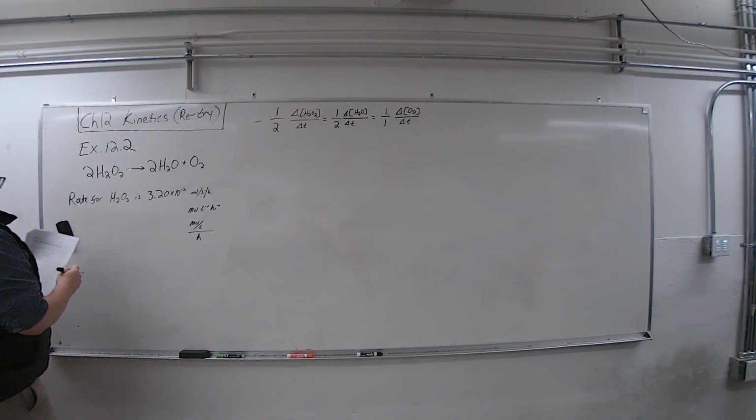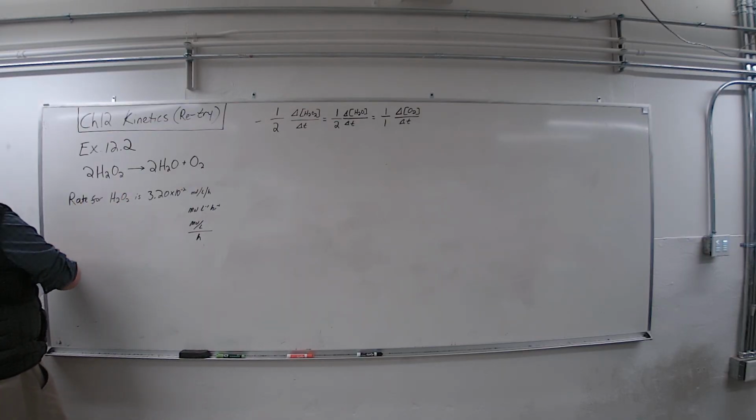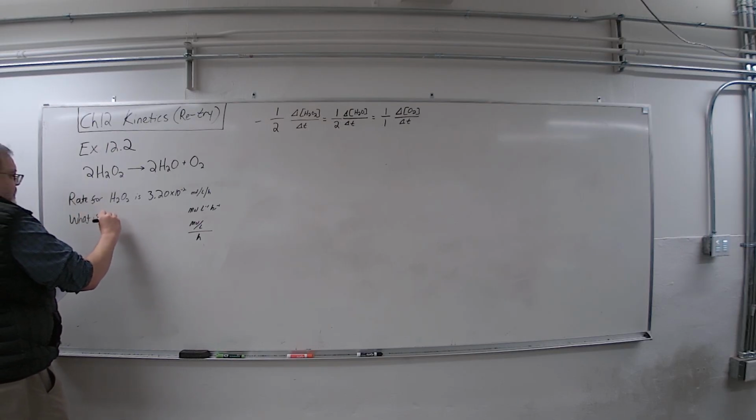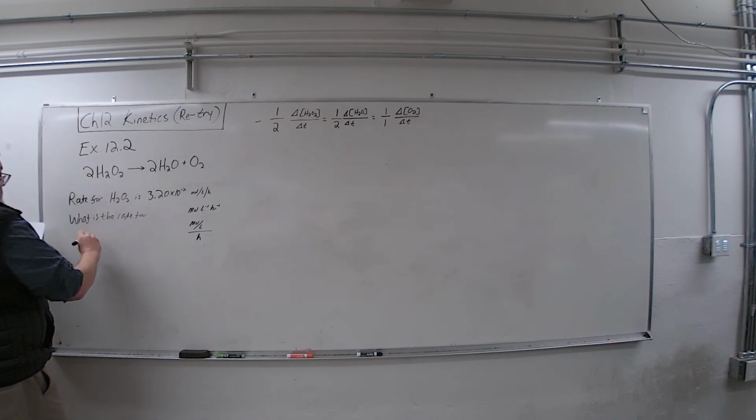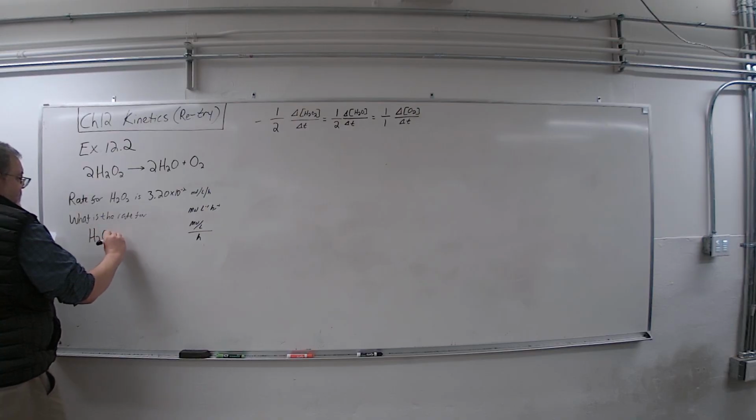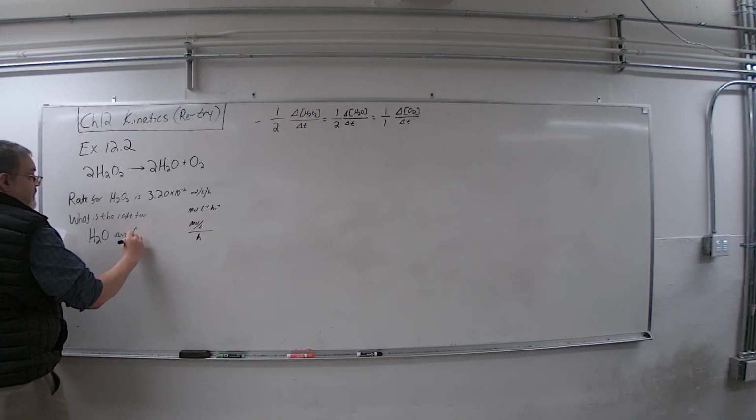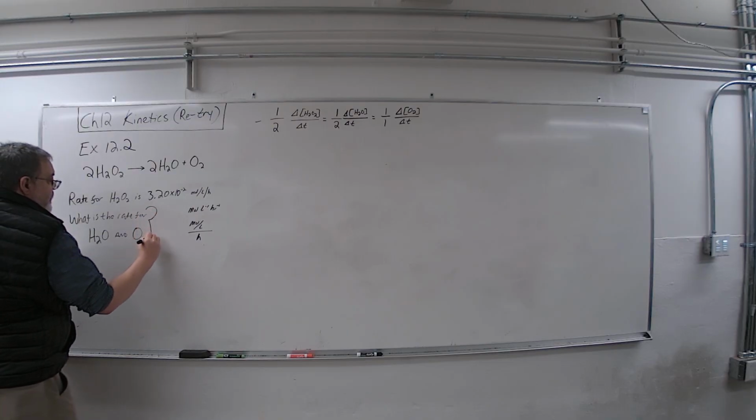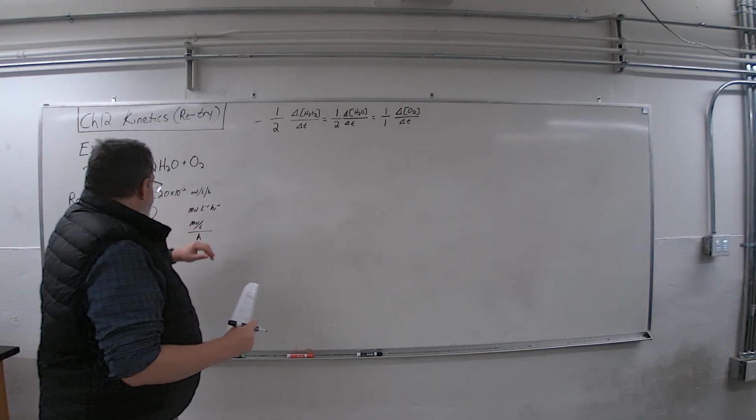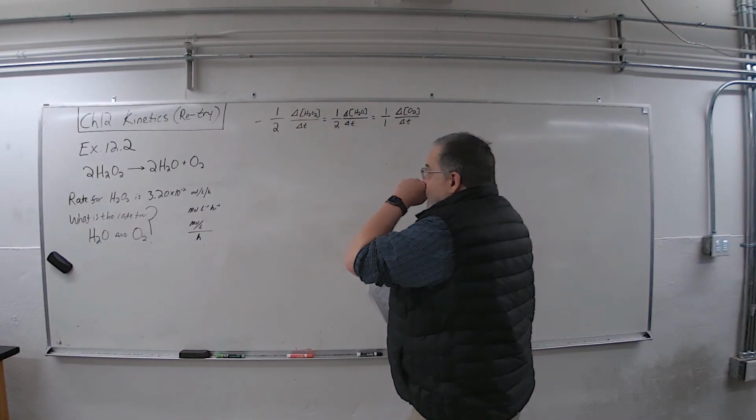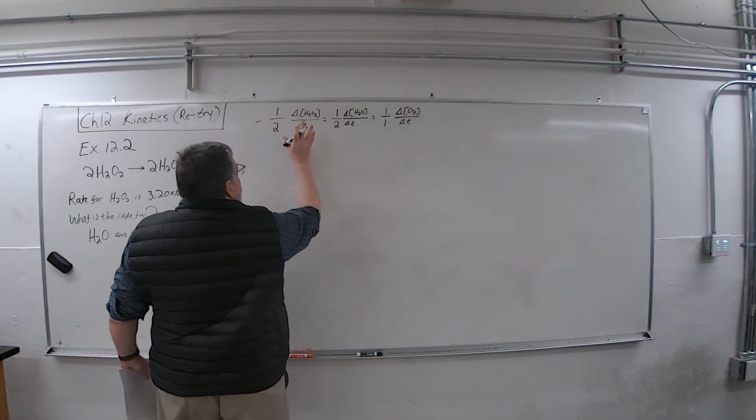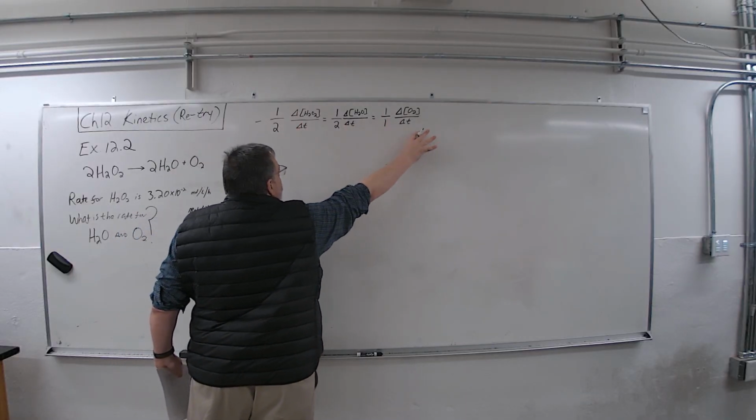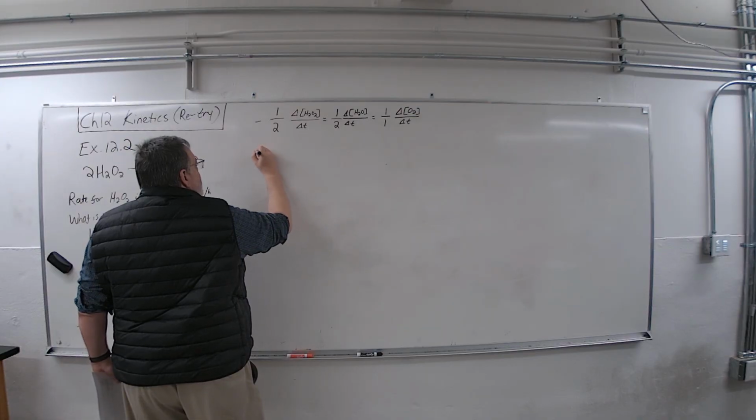And then it says, if that's true, what is the rate for the other two? H2O and O2. That's your question. And that's what it's given. So I'll tell you first to go, okay, let's just do H2O first. So we've got these two things equal to each other, and I'll ignore this one for now. And again, I would tell you to go -1/2.